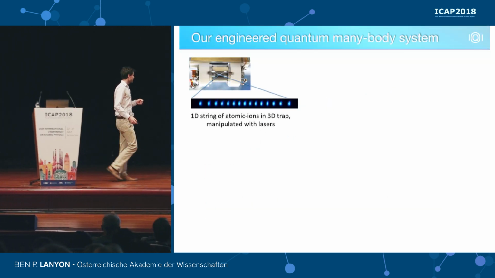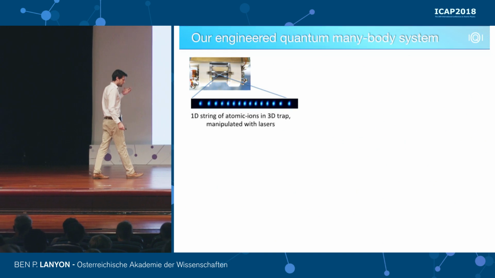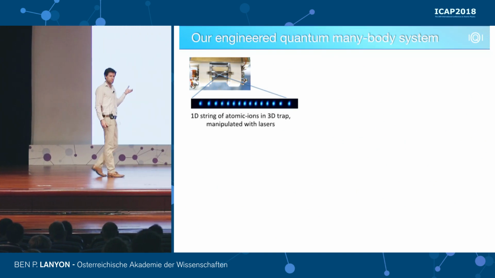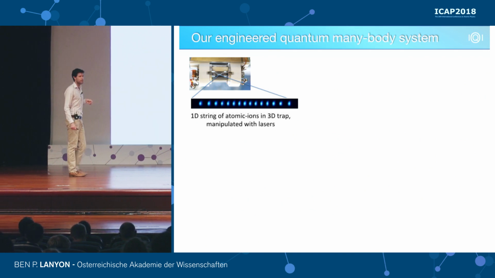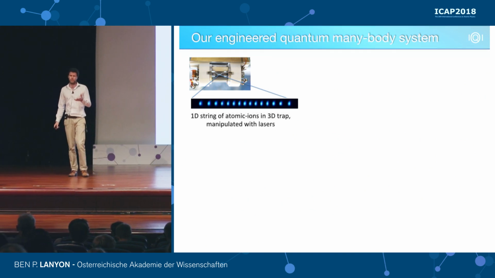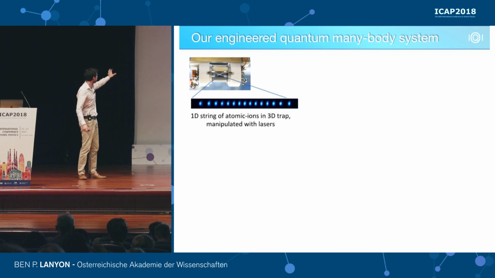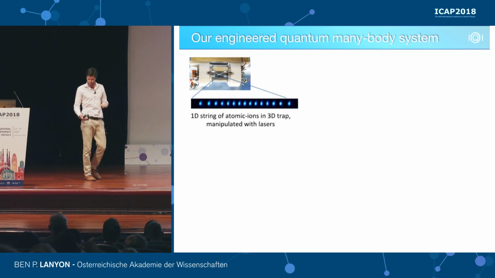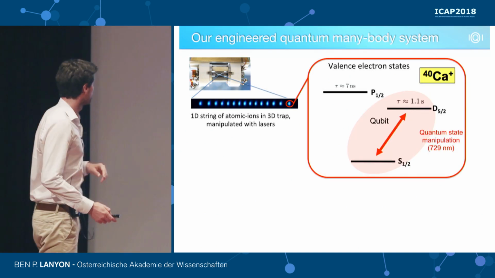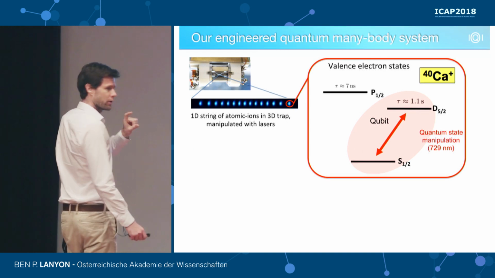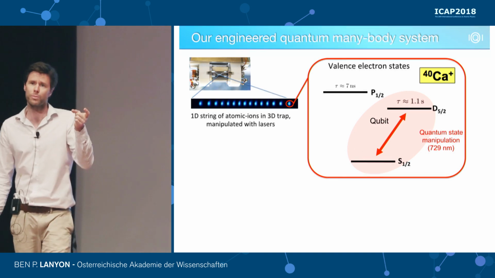Okay, so I want to get straight into it and explain our engineered many-body quantum system that we work with. We work with 1D strings of atomic ions in 3D radio frequency linear Paul traps, and so that's an image of maybe 15 calcium-40 ions. And inside each, we encode a spin-half particle or a qubit.